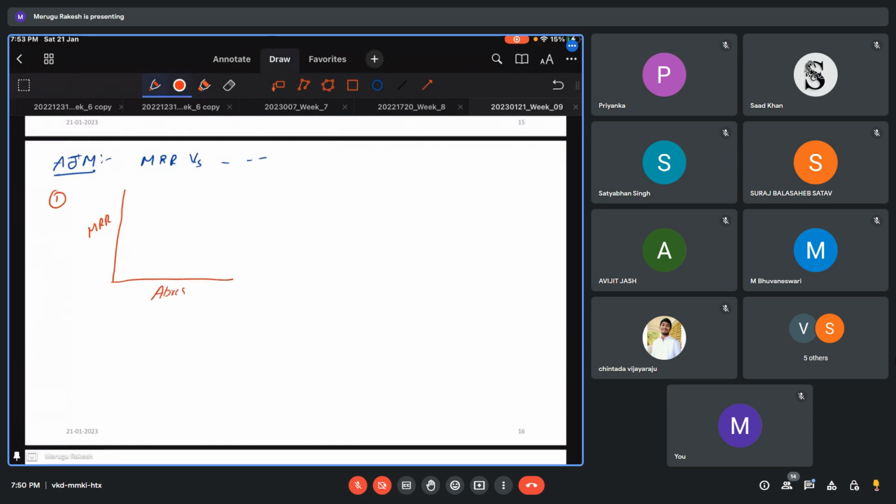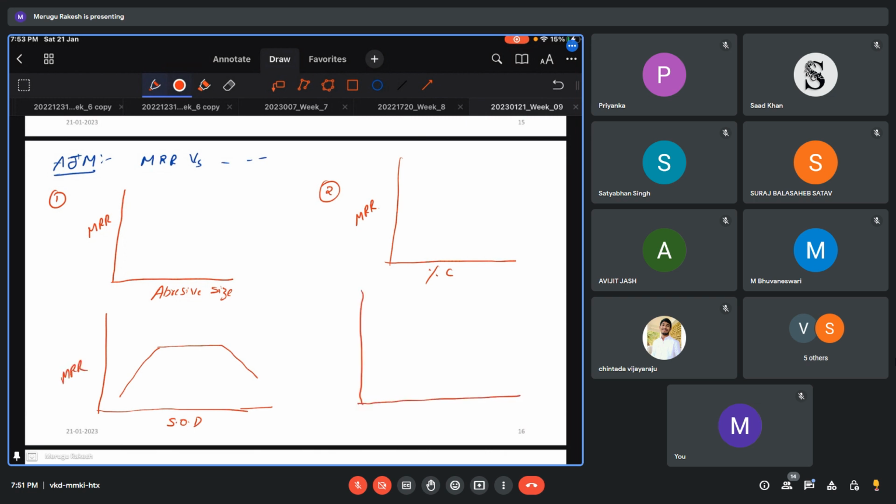With the abrasive size, percentage of concentration, then one more thing that comes in this type of machining is standoff distance, MRR, standoff distance, but accuracy. Let me draw the curves.